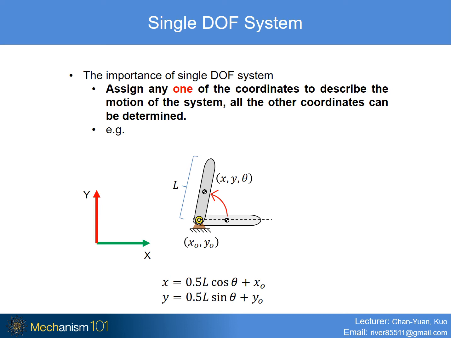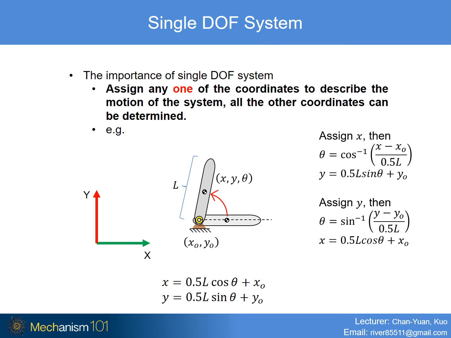In order to show that it is possible to determine all other coordinates after any one of the coordinates is assigned for a single DOF system, let's now assume that the x-coordinate of the rigid body is assigned. With the assigned x-coordinate, y and theta can be determined by the equations shown here, which proves that we are able to solve for all other coordinates once x is assigned. Analogously, once y is assigned, x and theta can be determined by the equations shown here, which again proves that we are able to solve for all other coordinates once y is assigned.